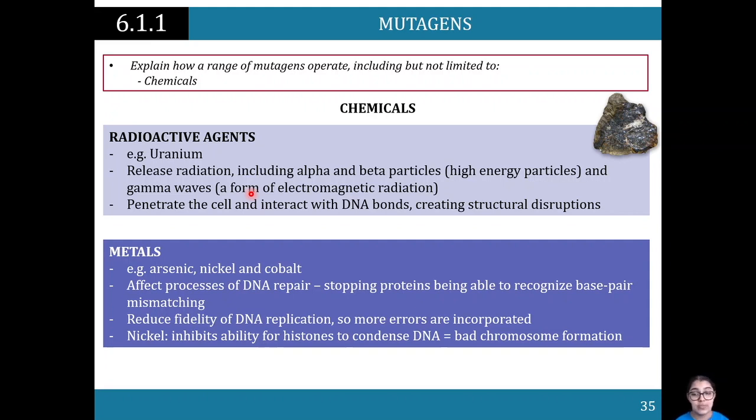And nickel especially inhibits the ability of histones to condense DNA. Histones are really important because that's where DNA is wrapped around, and they essentially protect our DNA. If nickel affects the ability of histones to condense that DNA to be protected, it can lead to the chromosomes being in a bad formation, and that can of course affect the protection of the chromosomes.